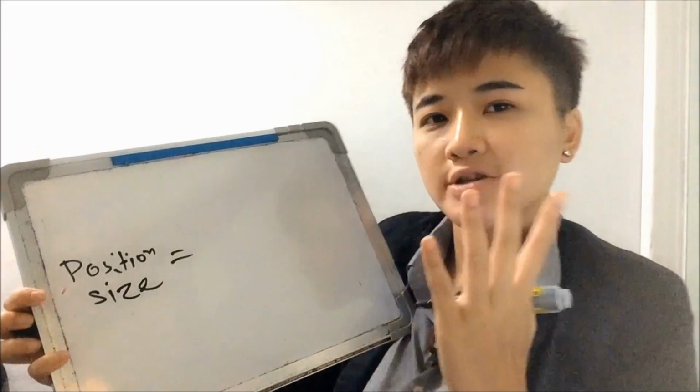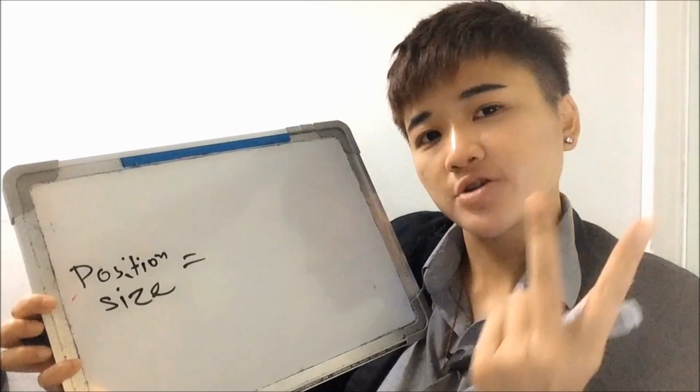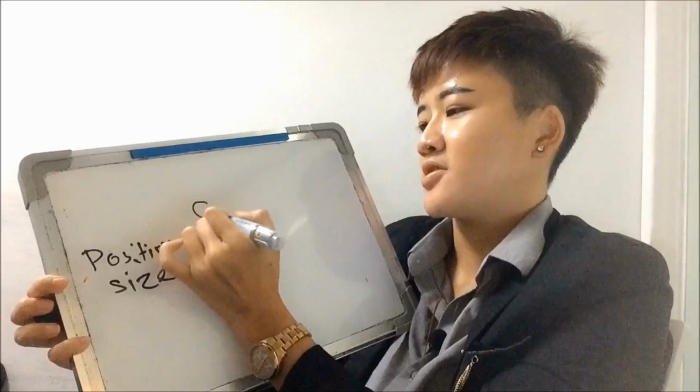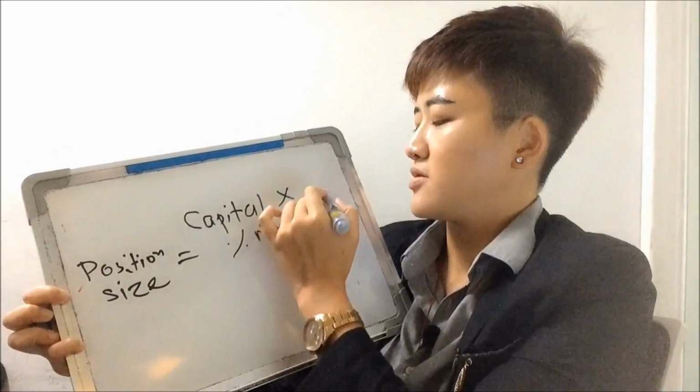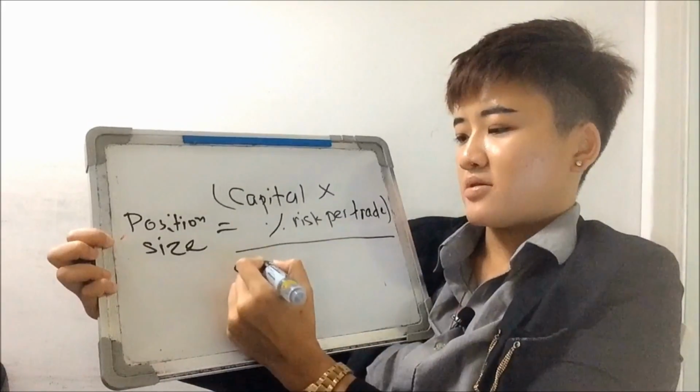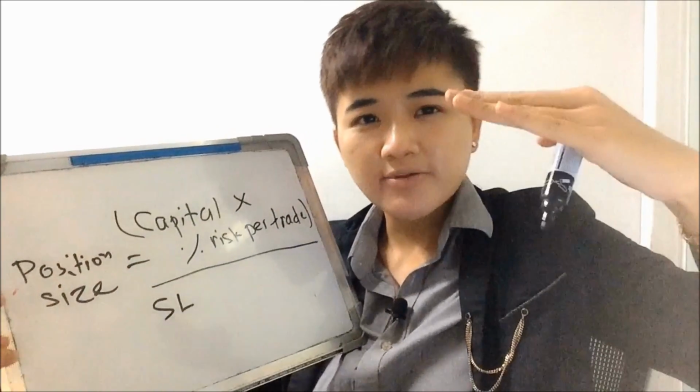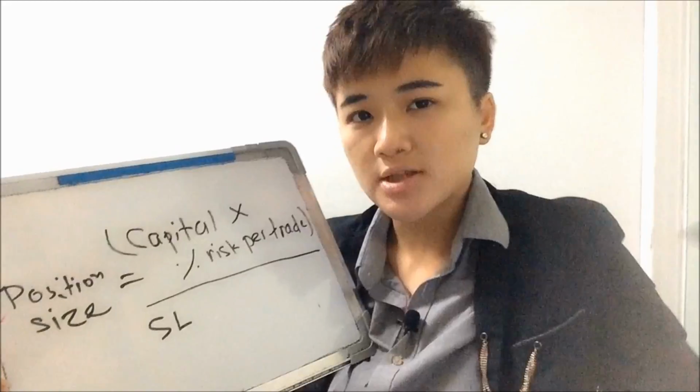So here comes the ultimate question: how do you calculate your lot size properly? You need four things: capital, risk per trade, value per pip, and stop loss level. You take your capital times your percentage risk per trade, divided by your SL amount, from your entry level to your stop loss, how many pips is it?